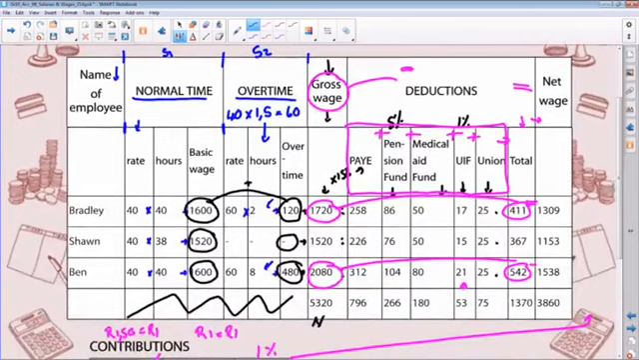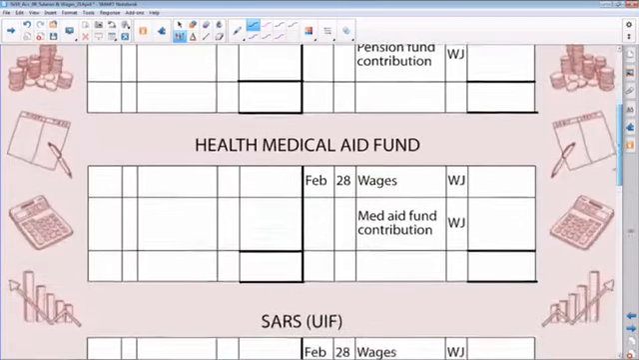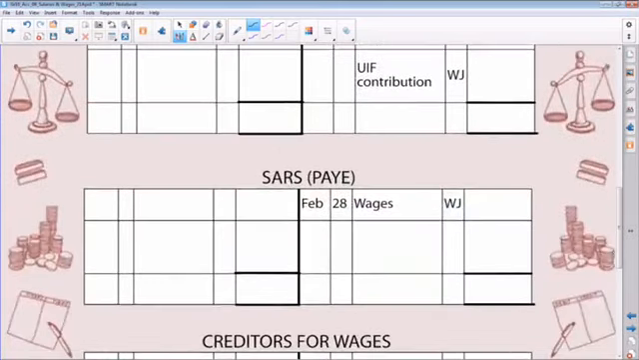Now remember, I said all deductions will be liabilities, and all liabilities will go to the credit side. Now what's your very first deduction? Your very first deduction will be pay as you earn, but remember we're going to use a T account called SARS pay as you earn. So let's go and look for SARS pay as you earn. Do I have it? Let's go and see. There it is. Now, SARS pay as you earn, a liability on the credit side. Remember, liabilities are minus plus, and I'll create a date.